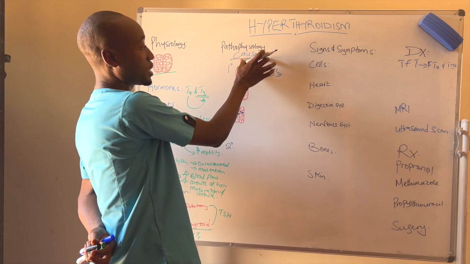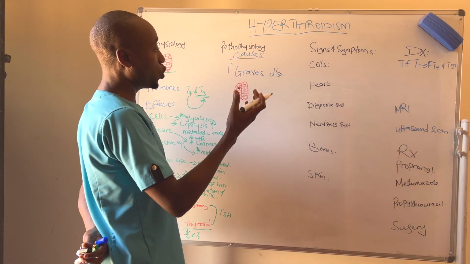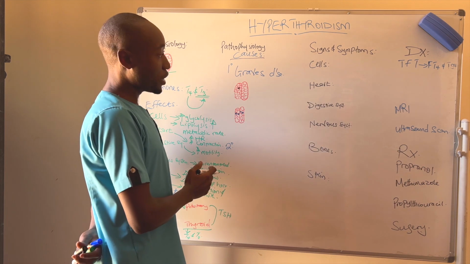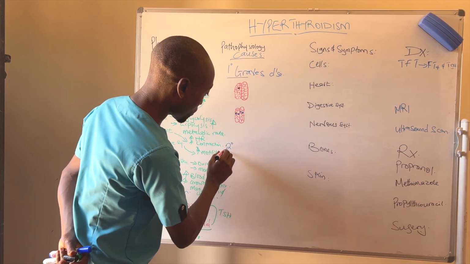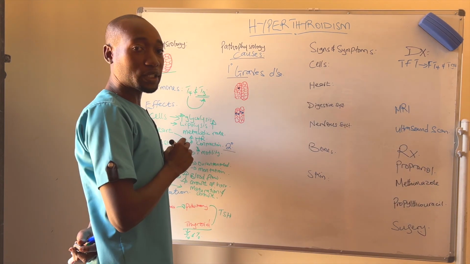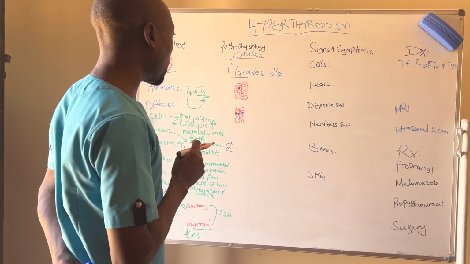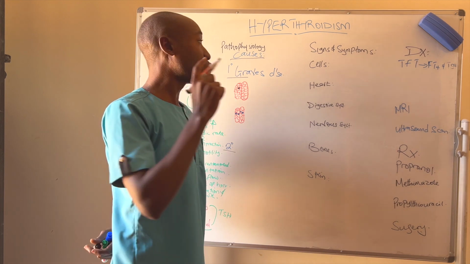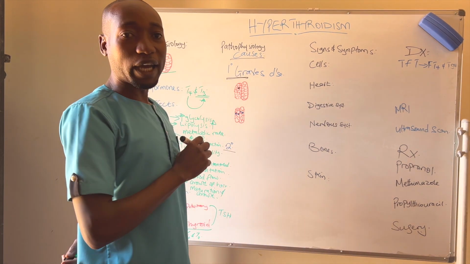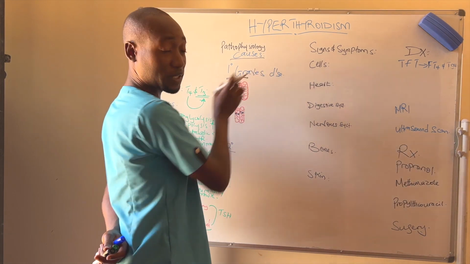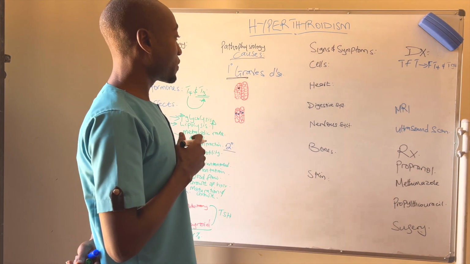These causes are grouped into two categories. We have the primary causes, and we also have the secondary causes. Among the primary causes, the most common is Graves' disease. You can forget other things, but don't forget Graves' disease. Now, what is Graves' disease?